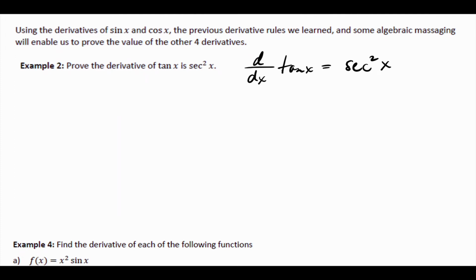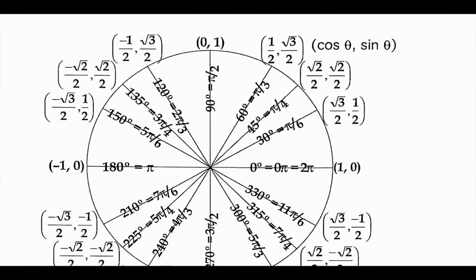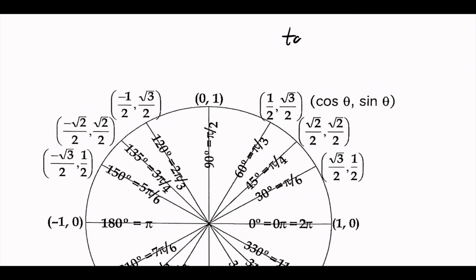Tangent is a combination of sine of x over cosine of x. Because when we use the unit circle, right, isn't tangent equal to y divided by x? That's the relationship, right? And sine is y and cosine is x, right? So if we combine them, we have tangent.